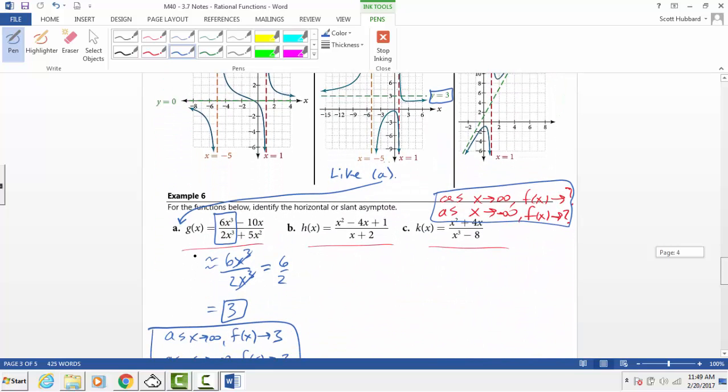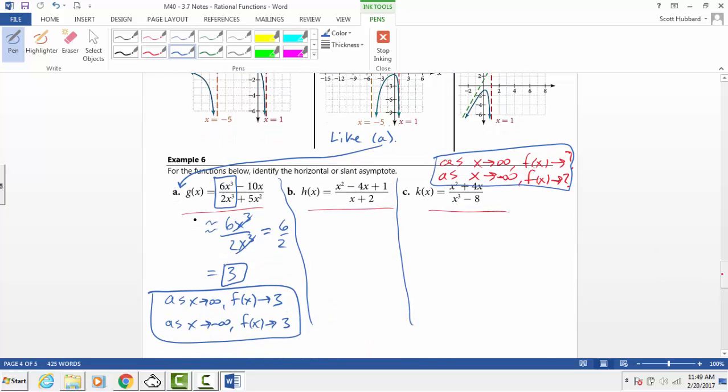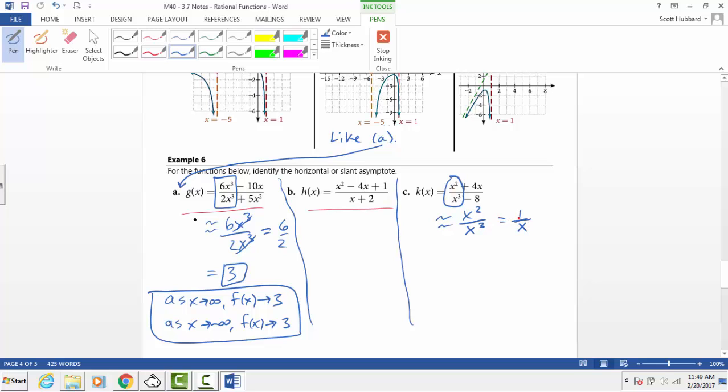Now what happens when I'm going to skip B for just a second. Let's talk about C. What happens when the power on the bottom is bigger? So let's take a look at this one. Let me erase all this. Again, all I care about is just look at that. And so that is like x squared over x cubed, which is just 1 over x. Okay?